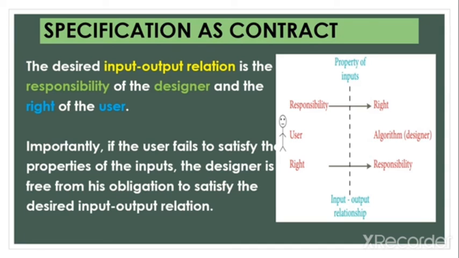They cannot give our expected solutions. So it is our responsibility, the user's responsibility, to give the correct property of the input. And the designer's responsibility is to give the desired output.